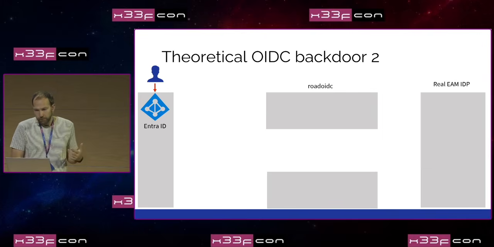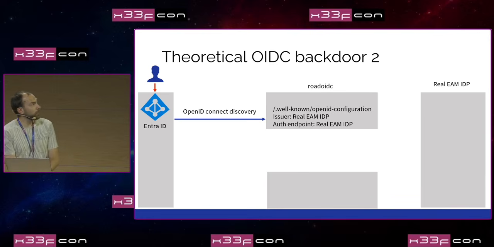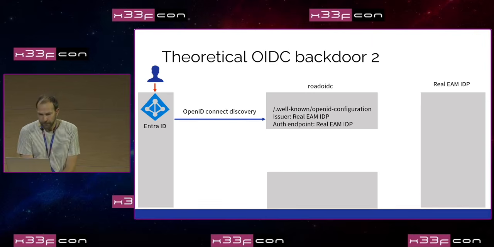Because what we can do, theoretically, is that we configure roadoidc as an authentication provider, and then when Entra queries that, we say, well, we are Duo basically, and this is the issuer from Duo, and this is the authorization endpoint from Duo, and yeah, basically we're pretending to be Duo in this case.